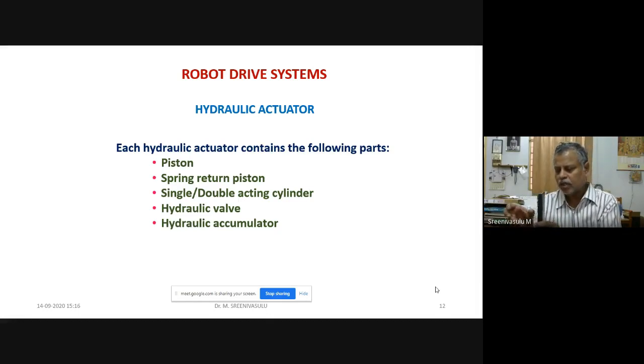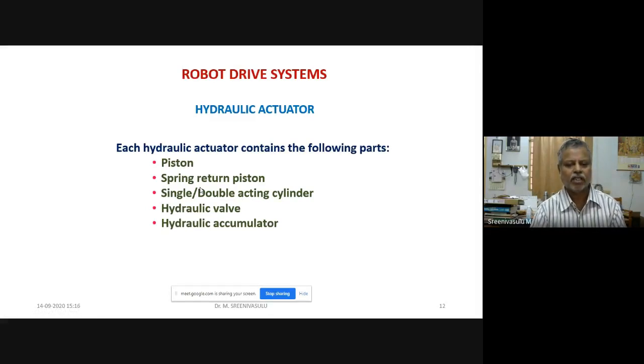Now when the piston moves to this side, the spring which was available earlier is going to be compressed. Then when this inlet valve was closed and the outlet valve was open, the pressurized fluid that was here is going to be permitted to leave the chamber. Then the pressure on this side is going to be more, pressure on this side is going to be less. Then the spring pushes this piston to move towards the left side. In such instances, this particular second item is going to be there, the spring return piston.